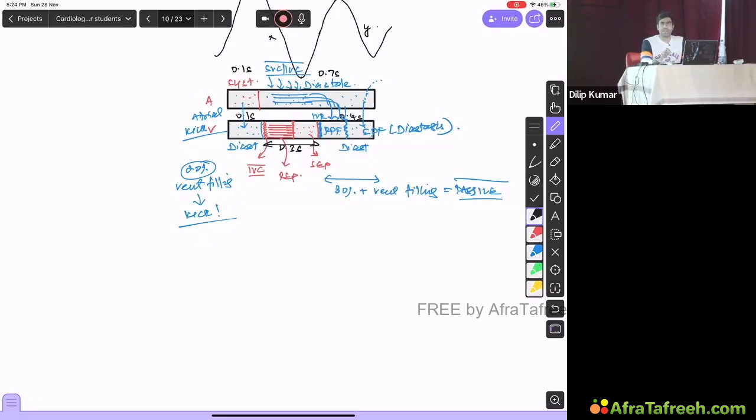So atrial kick becomes extremely important in patients with mitral stenosis, and you will lose the atrial kick in patients who are having atrial fibrillation. Because in AF, there is no contraction of the atrium at all. It's just fibrillating. So there are four no's in atrial fibrillation. What is the first no? You will not get a P wave in the ECG. Second no, you will lose the A wave in the JVP.